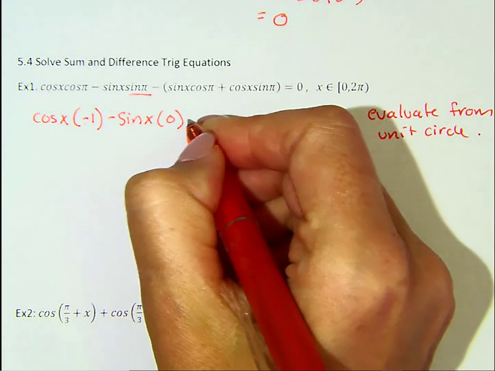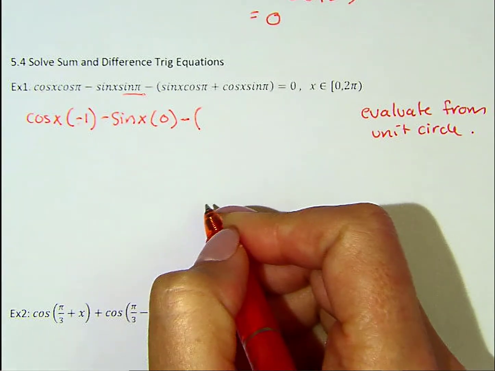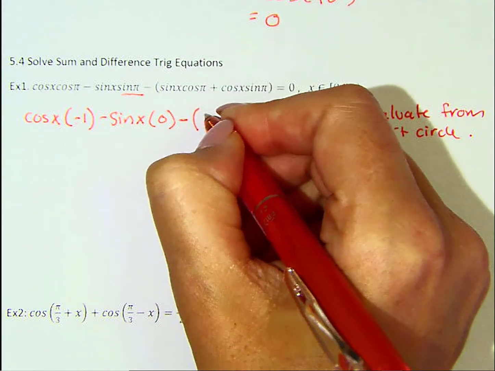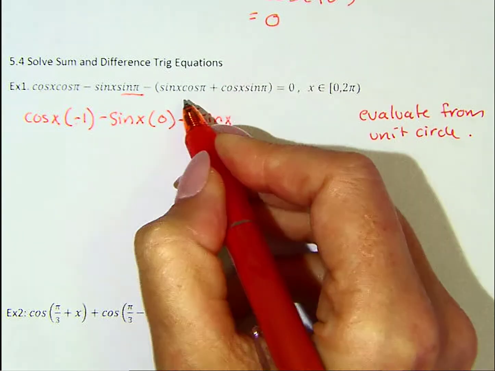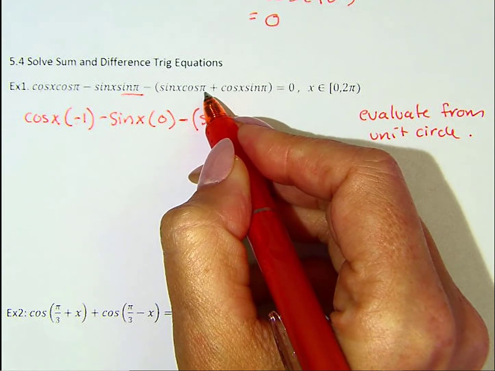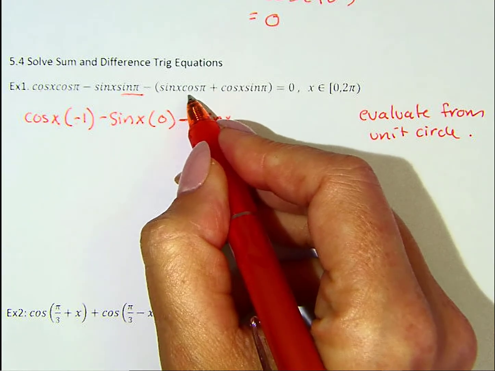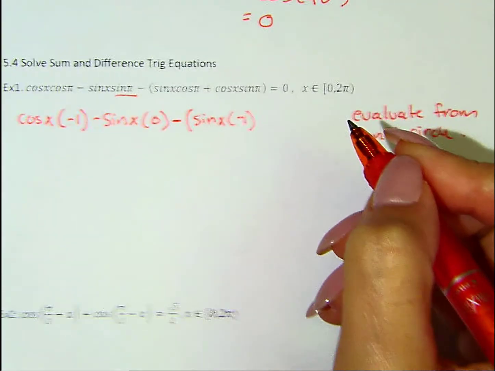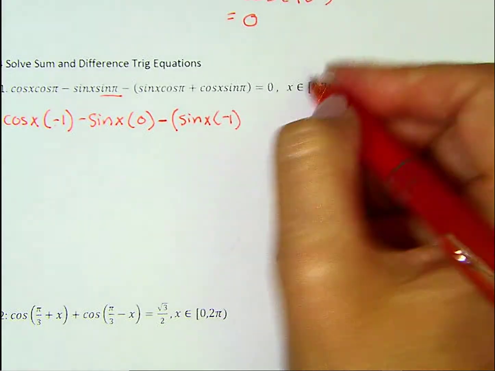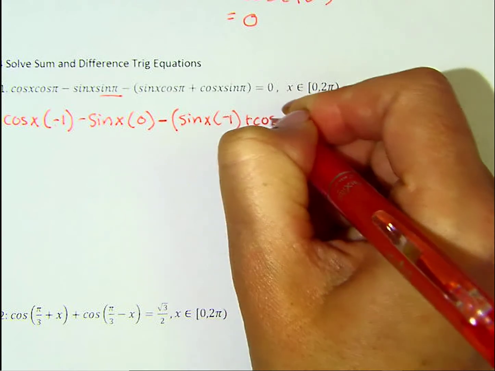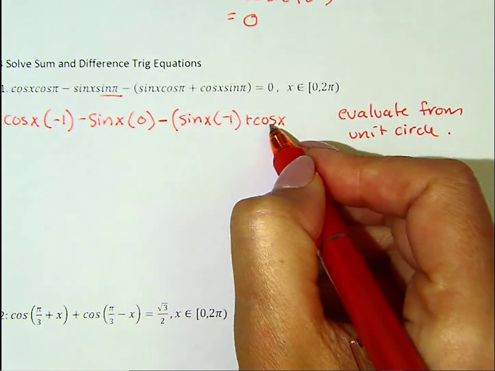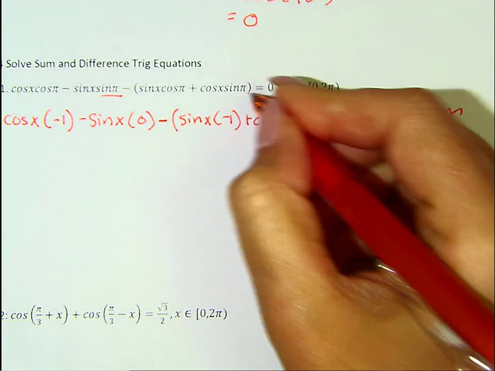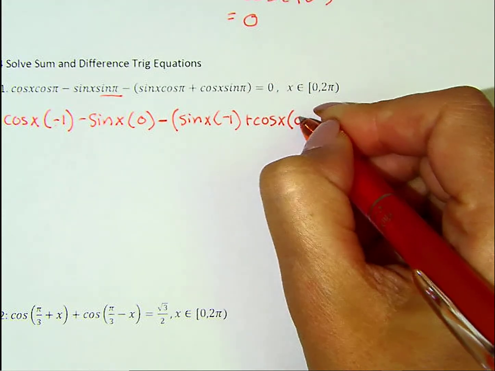Then I'm going to carry down that negative. I'm going to carry my parentheses. Sine x again times cosine pi. So cosine pi, what is the x value at the angle of pi? That's -1. Plus cosine x, that's carried down right here, and sine pi. What is the y value of pi? It's 0.